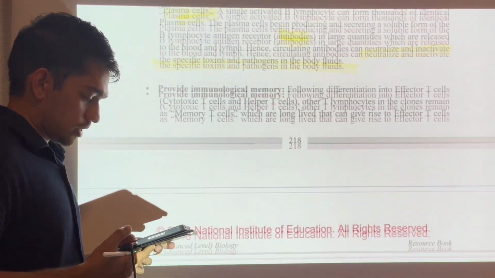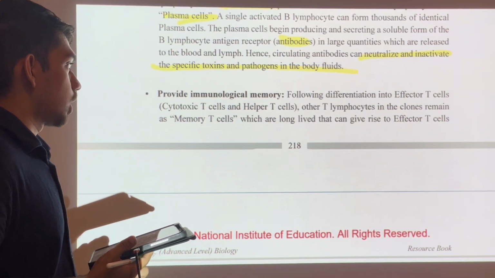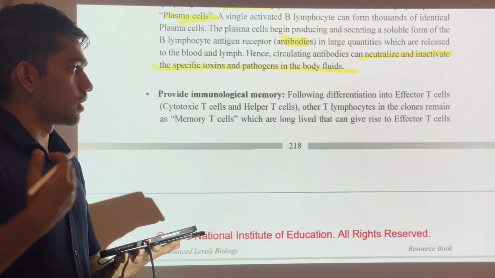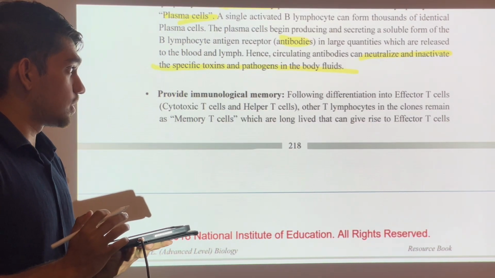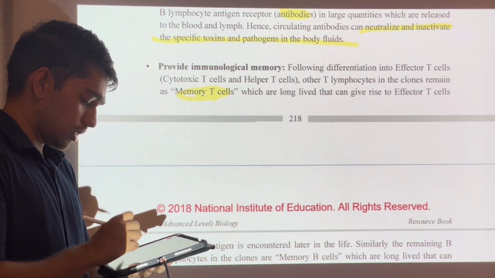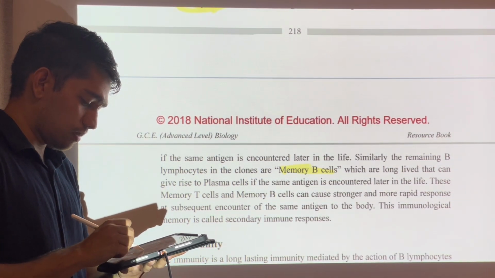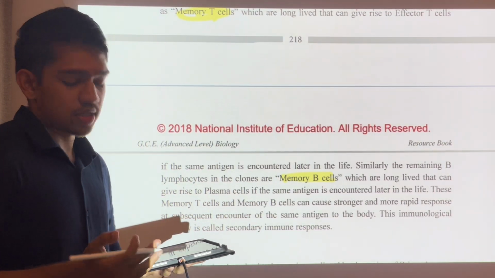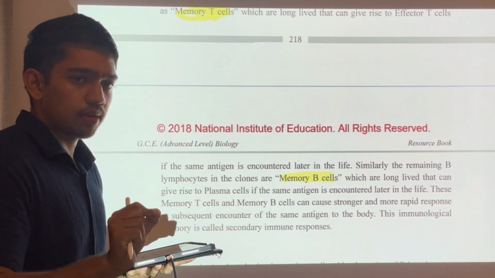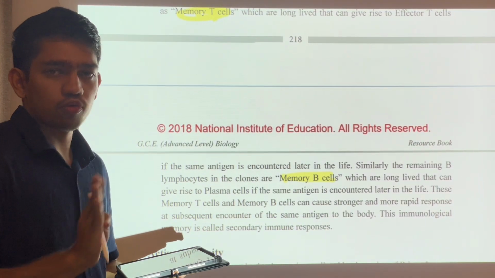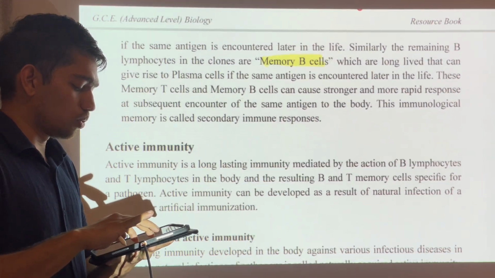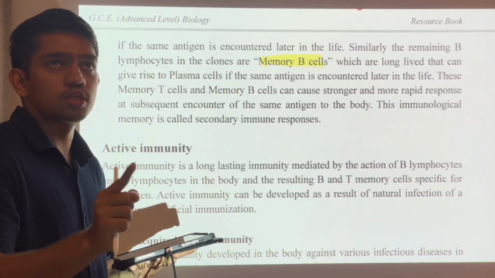Okay, the last step is providing immunological memory. I mentioned the clone of cells arising from the single sensitized T cell or B cell, right? If it's a T cell, we get memory T cells, and from the B cell, we get memory B cells. Both serve the same function, that is to provide immunological memory. So if the same antigen of the pathogen or foreign substance is encountered later in life, these memory cells are going to remember, we have encountered this pathogen earlier.